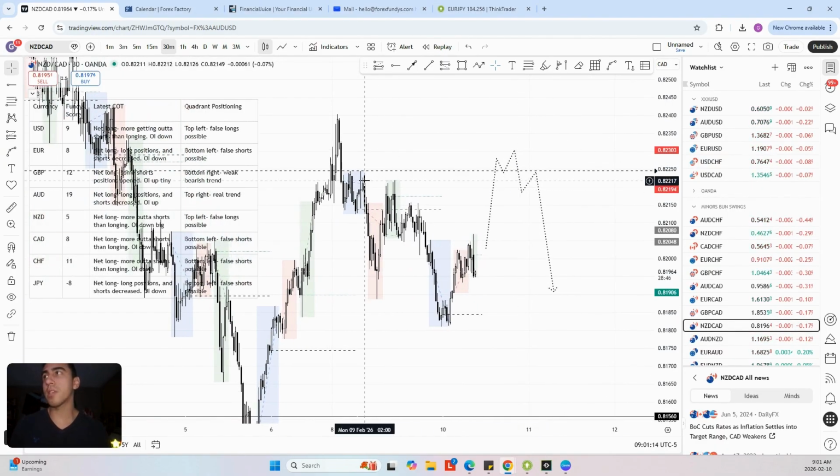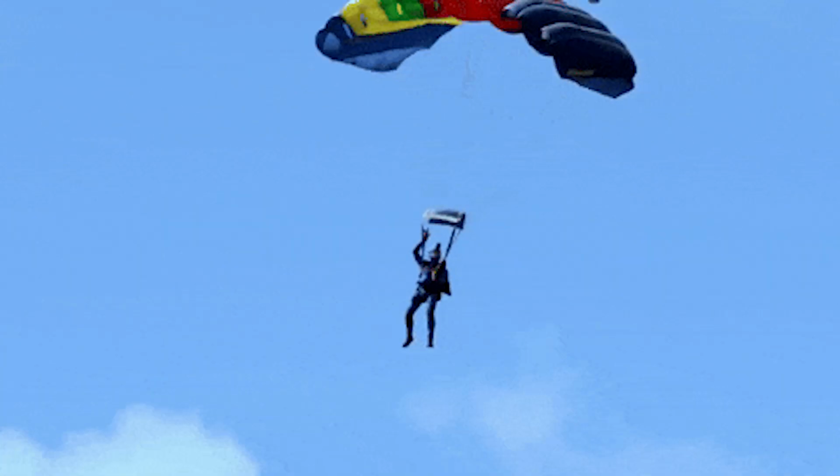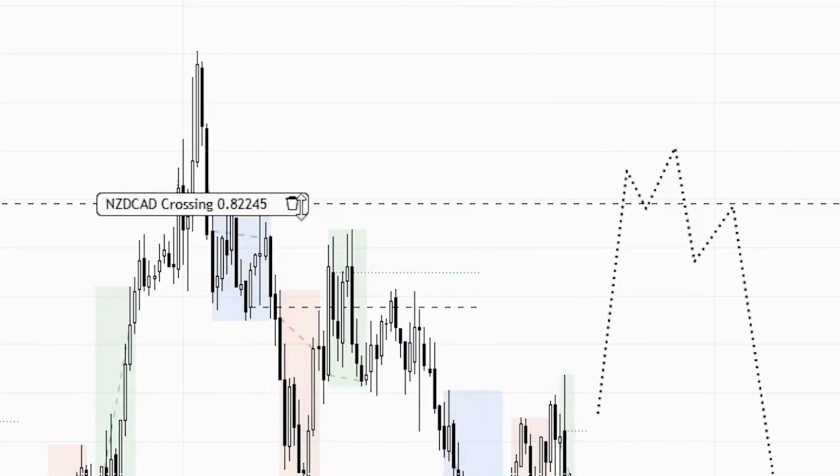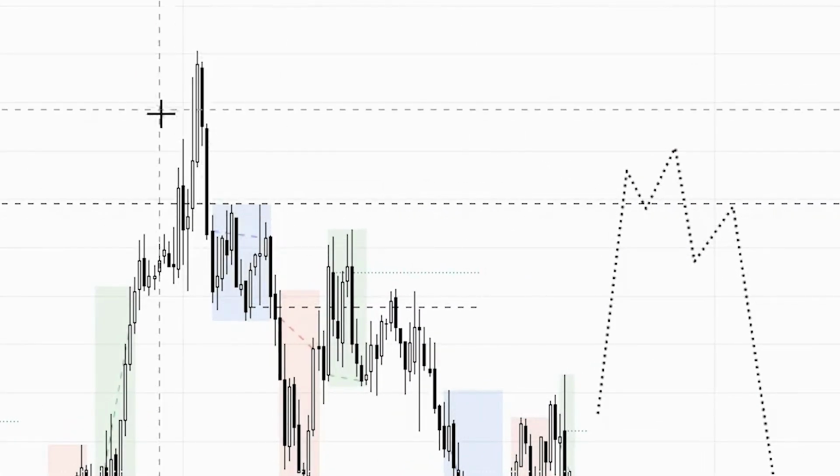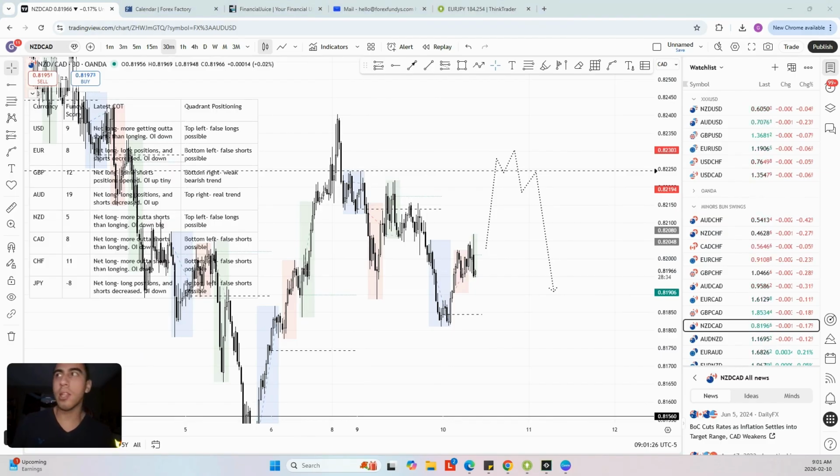NZD CAD, it's coming down a little bit soft so far. I would love a sweep of this high, these equal highs right here. And then we have a fair value gap here, which we could see price react from, but it's most likely not going to happen today.